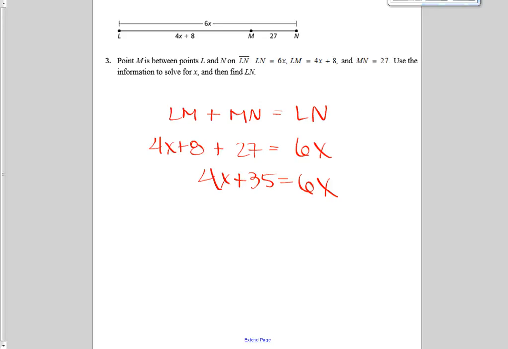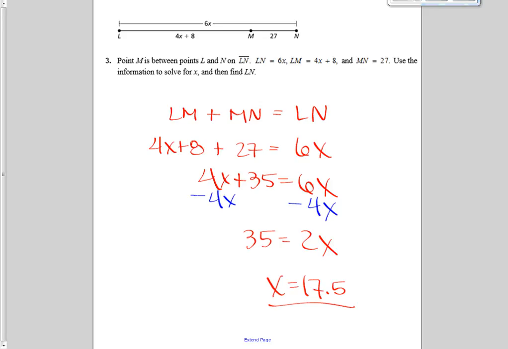I add that 8 and 27. And then I will subtract 4x from both sides. And now I've got 35 equals 2x. Divide both sides by 2. And x is going to be 17.5.